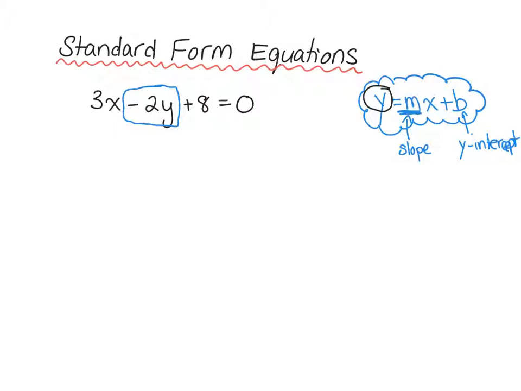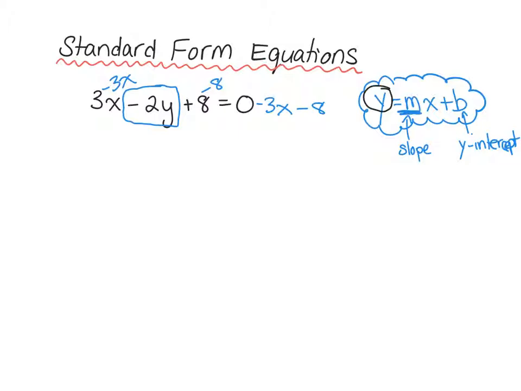So when I want to move something to the other side, I just do the opposite operation. So I'm going to subtract a 3x, and I'm going to subtract an 8. Because 3x take away 3x ends up going away, and 8 take away 8 ends up going away too. But whatever you do to one side of the equation, you have to do to the other side. So we're going to subtract 3x and subtract 8.